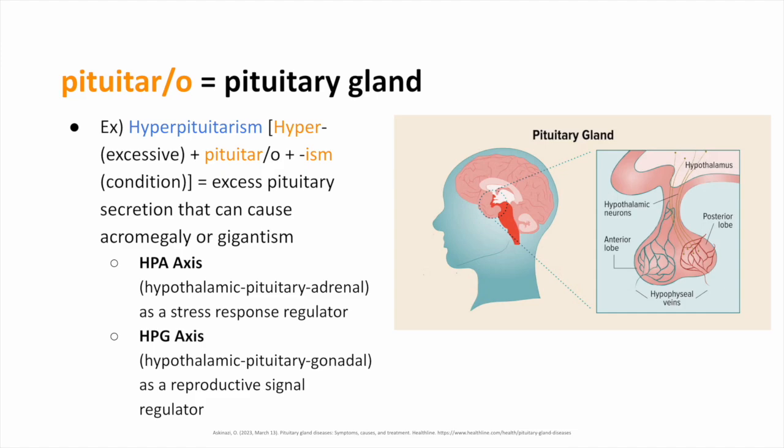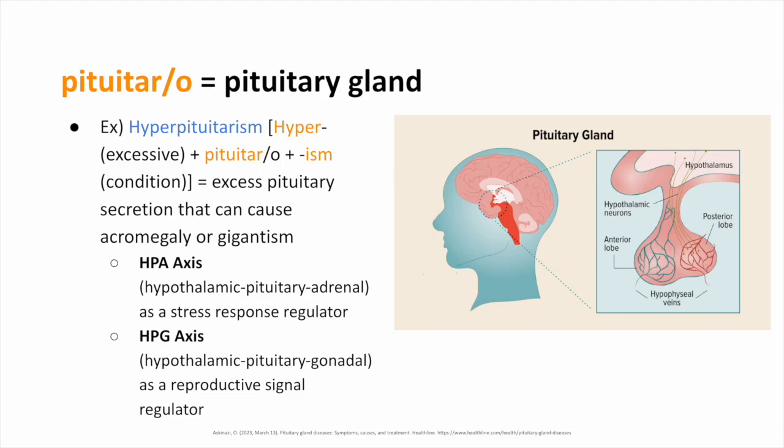There is also the HPG axis. It starts from the hypothalamus to the pituitary, but then now to the gonadal areas. So the HPG axis acts as a reproductive signal regulator, as gonads are responsible for reproductive hormones.